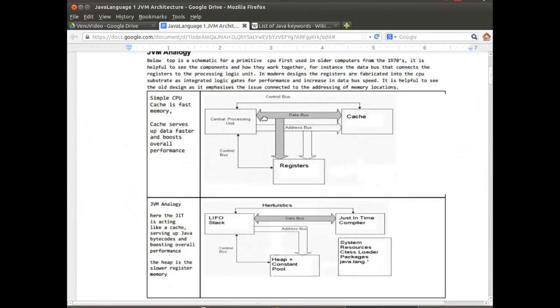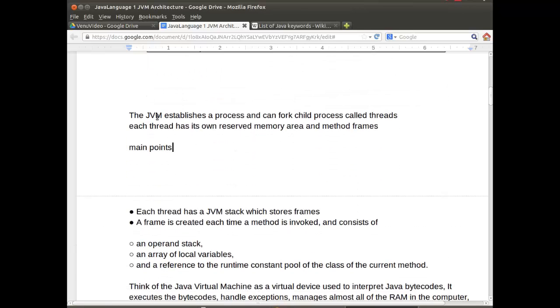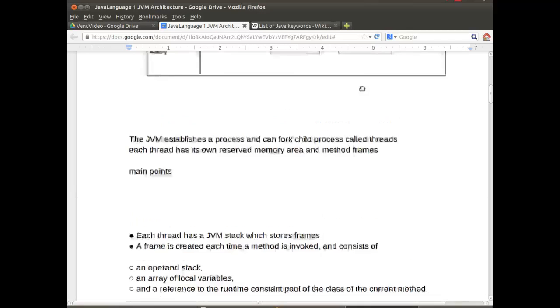Now we've looked at the analogy between a real computer and the Java virtual computer. And this Java virtual machine can establish a process. A process is like an isolated part of the operating system that can run and do things. So a Java virtual machine is a process in itself, but it can create child processes, and these are called threads. And each thread has its own reserved memory area.